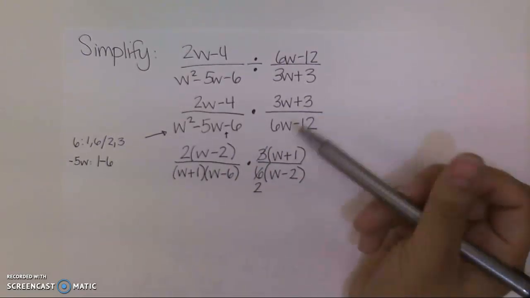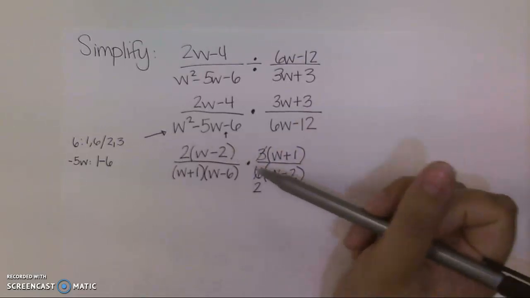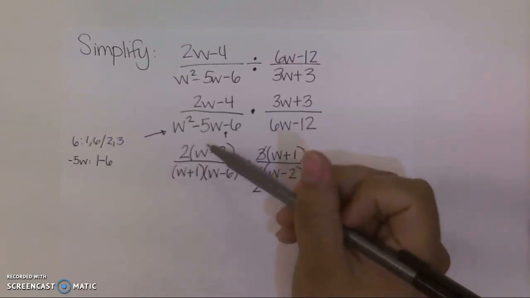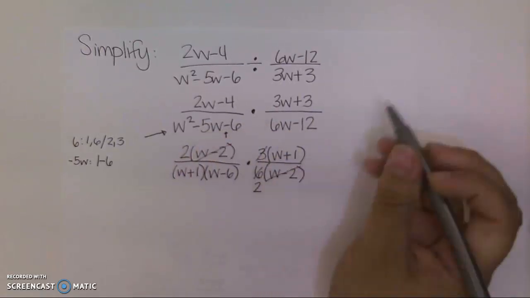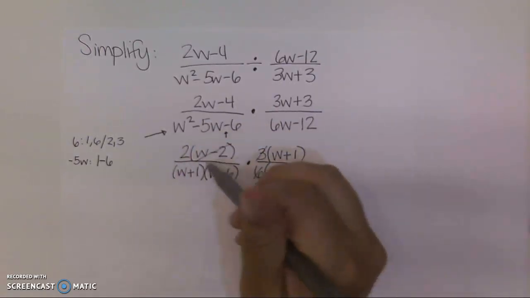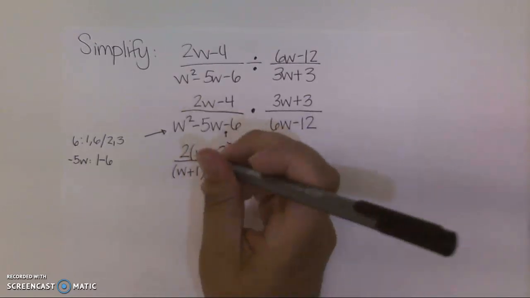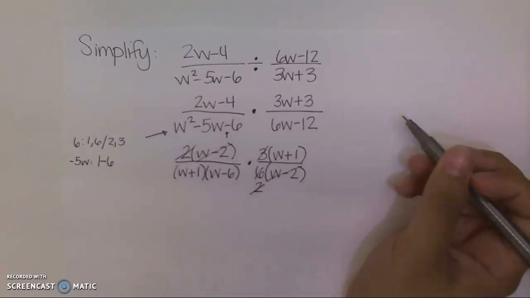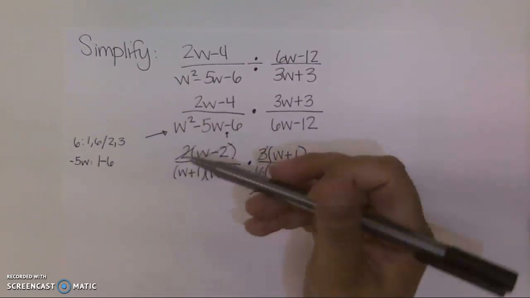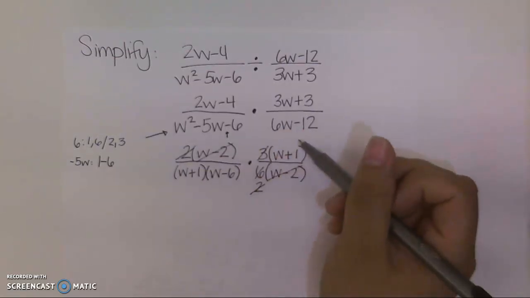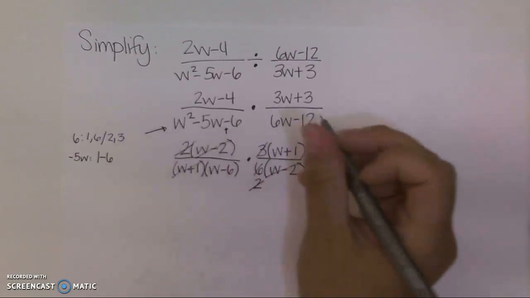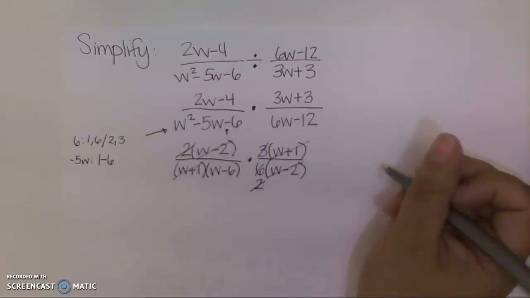They also can cancel kitty corners, so top to bottom. Can I cancel anything top to bottom there? Why, yes, of course. I can cancel the w minus 2. But I can also cancel that 2. See how they both have a 2? So that can cancel as well. And then lastly, we can look from bottom to top. So from bottom to top, we can cancel a w plus 1.